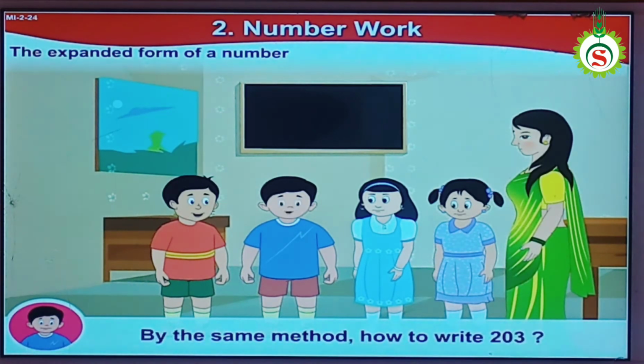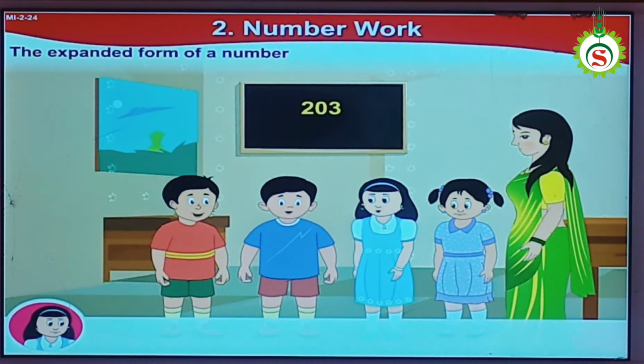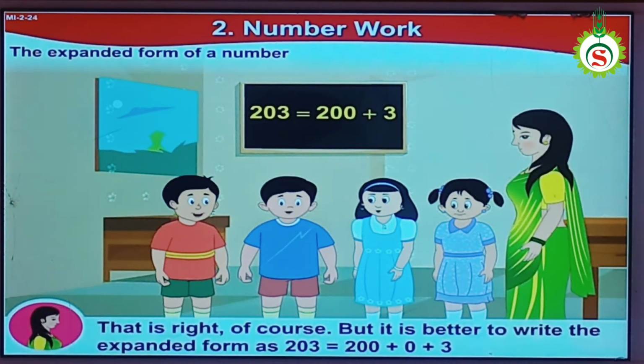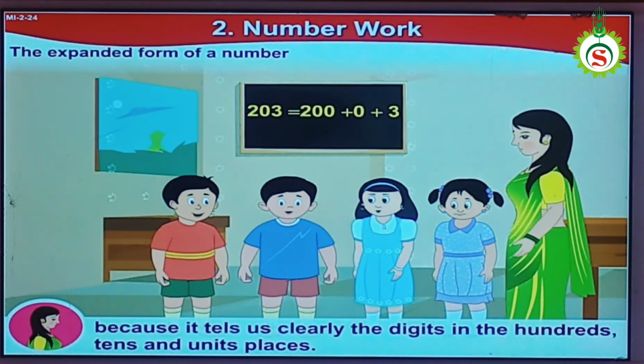By the same method, how to write 203? It's so easy, Nandu. 203 is equal to 200 plus 3. That is right, of course. But it is better to write the expanded form as 203 is equal to 200 plus 0 plus 3 because it tells us clearly the digits in the hundreds, tens and units place.